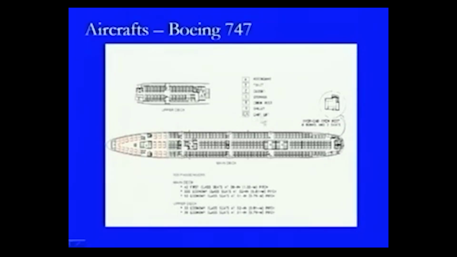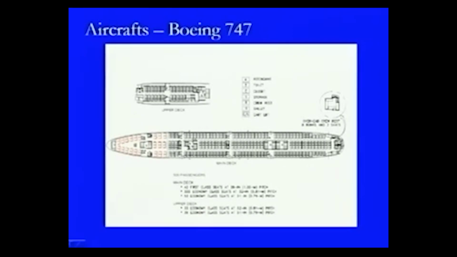Then this is the seating arrangement being provided in any aircraft like the Boeing 747. This red portion is basically for the business class or the upper class passengers, and then this one is for the economy class.